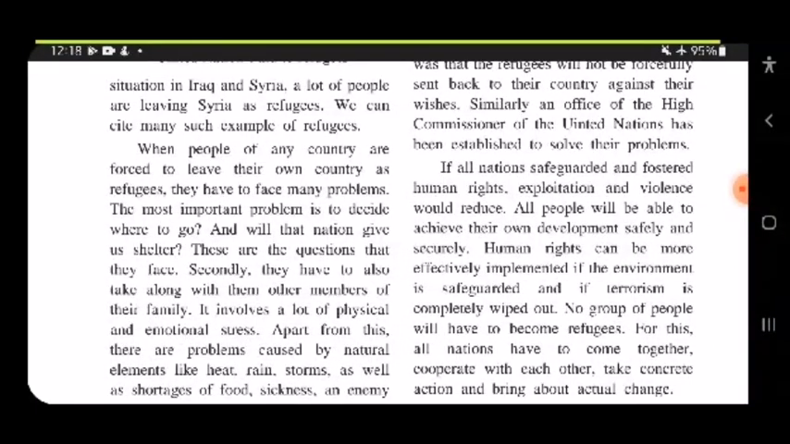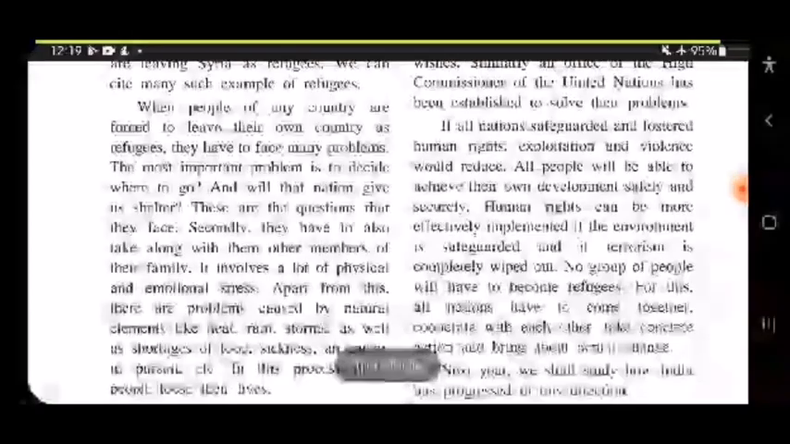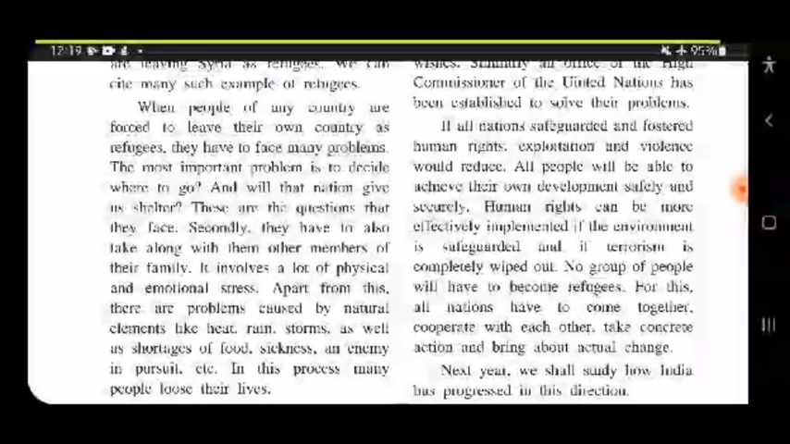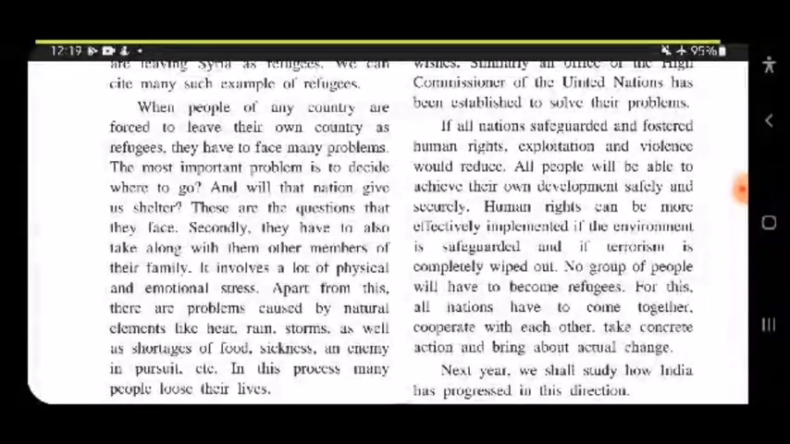If you're forced to leave your home and go and stay somewhere, they have to face so many problems, right? They lose their own homes. The most important problem is to decide where to go. They don't know where they have to go next, and will that nation give us shelter? Or will they also hunt us from there? So these are certain problems which arise. These are the questions that they face.